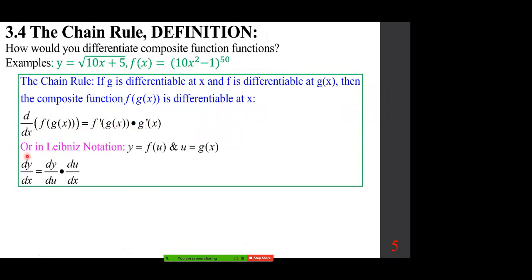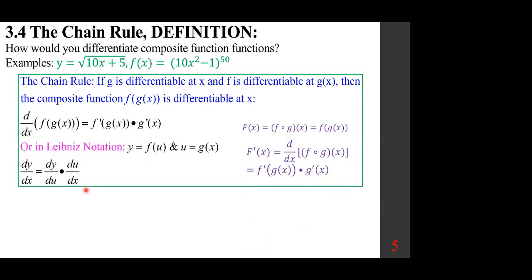If we go with the Leibniz notation, y is a function of u, which is a function of x, and then dy/dx becomes dy/du times du/dx. What do we mean by that? We'll make it clear with a couple of simple examples. That's another way of writing it. Okay, that's the same thing that we have over there.